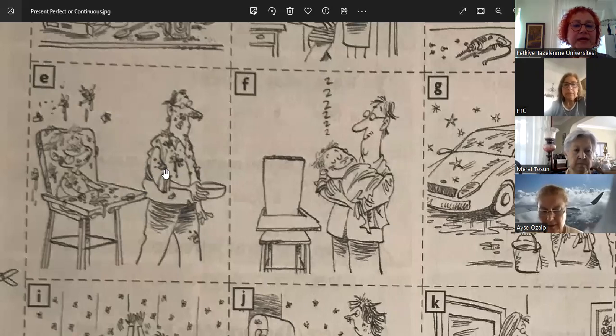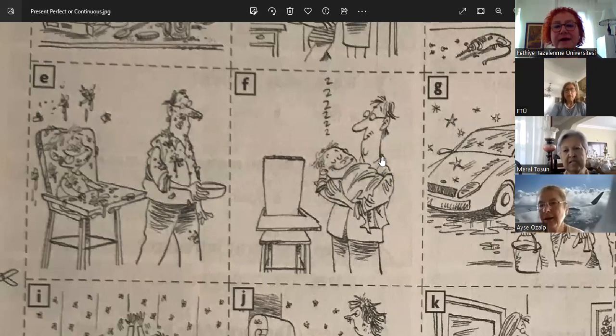Has he been feeding the baby? He has been feeding the baby. But in the next picture, he has fed the baby. He has fed the baby because the baby is sleeping.